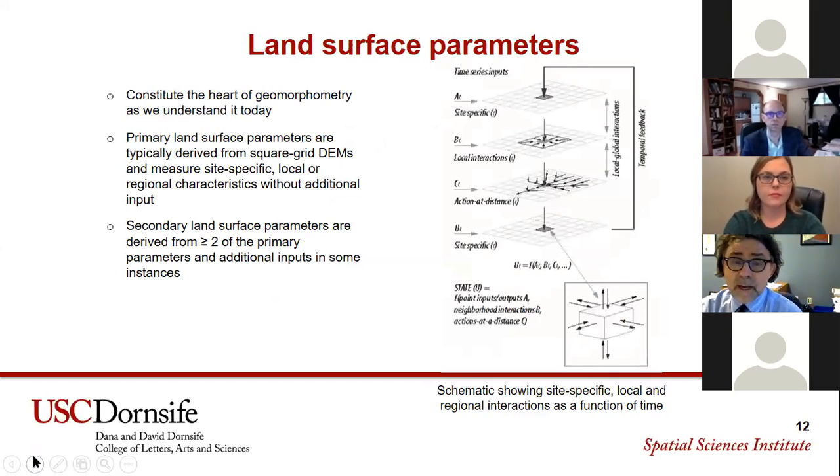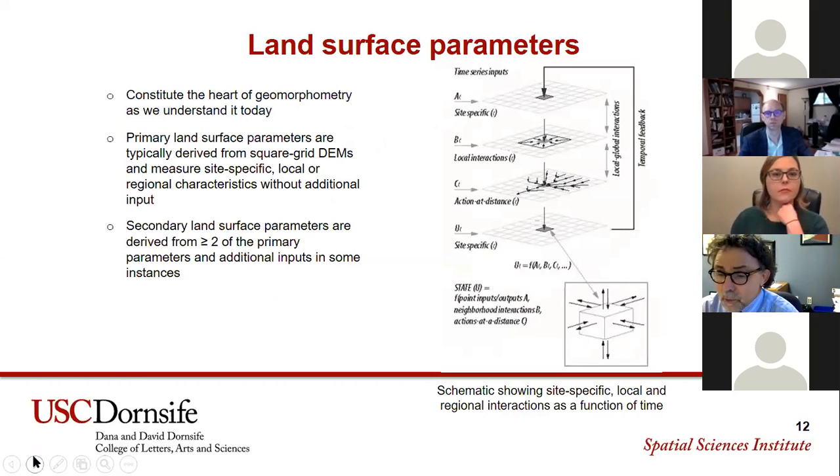So one is they might want to calculate any number of land surface parameters. And there are basically two types. So there's land surface parameters that you can calculate one by one directly from the digital elevation model itself, the primary land surface parameters, and then there are secondary land surface parameters that you derive from two or more primary parameters and perhaps some additional inputs.